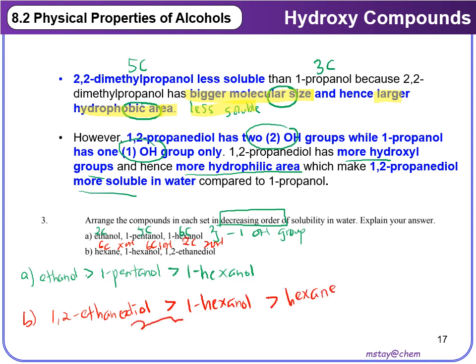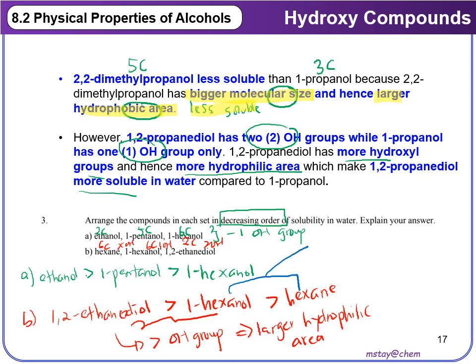If you want to do the explanation, you will say that this structure has more hydroxyl groups, so a larger hydrophilic area, so it is more soluble in water. While for another pair, hexanol and hexane, you can mention that hexane is a non-polar molecule.